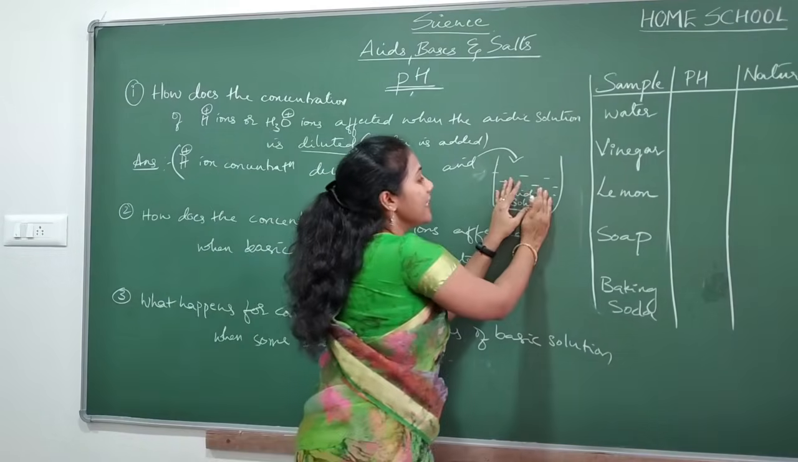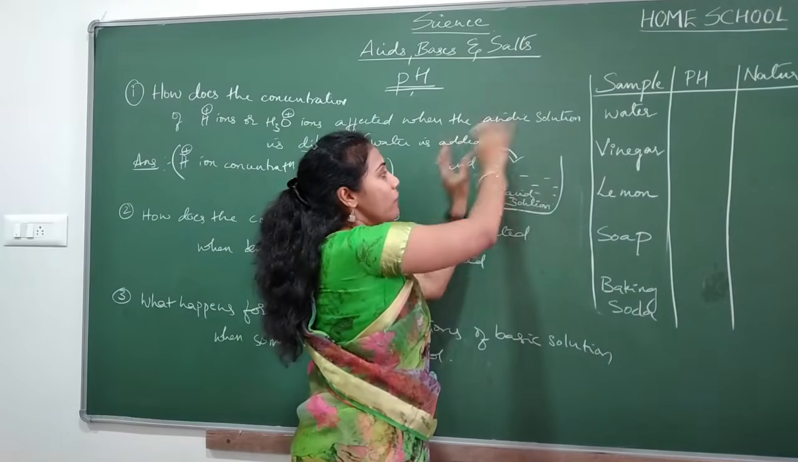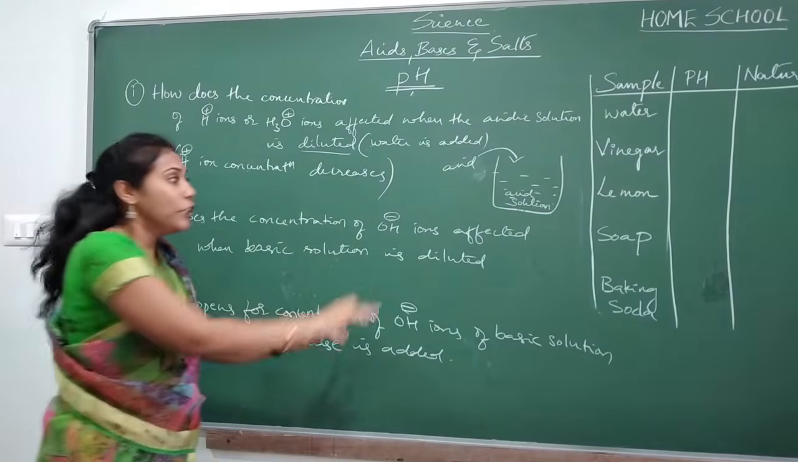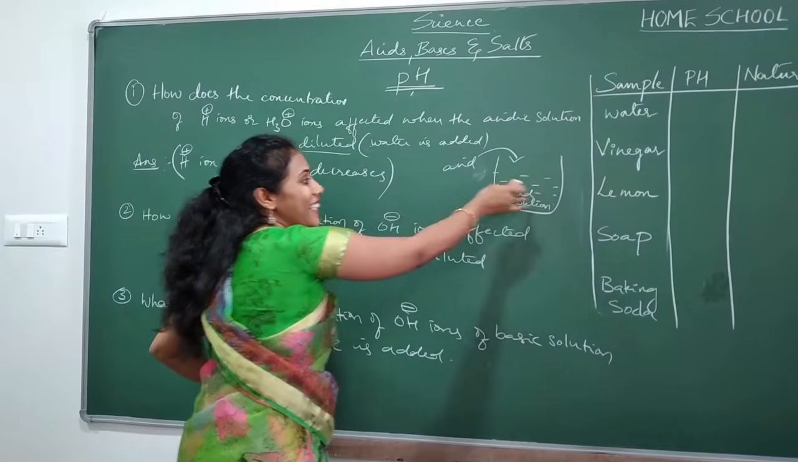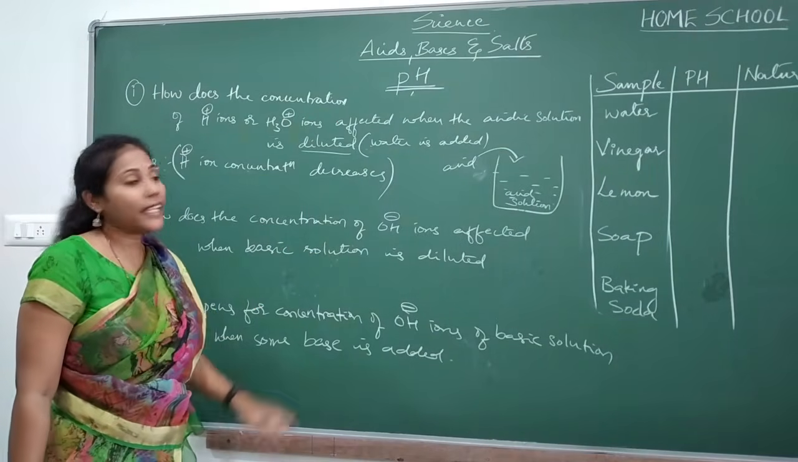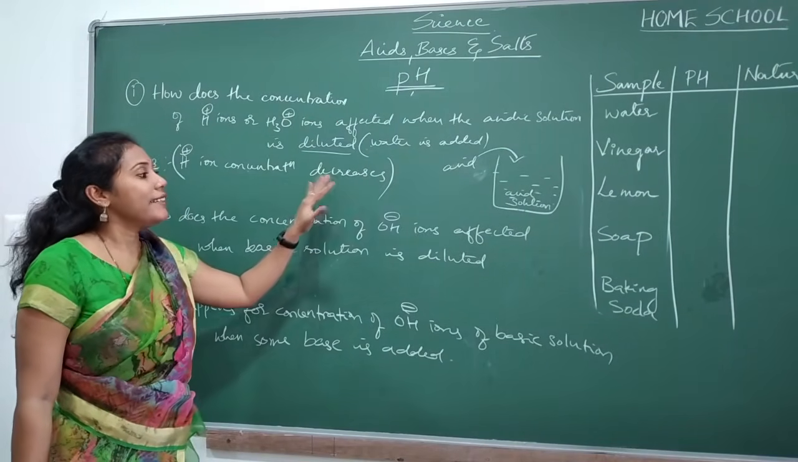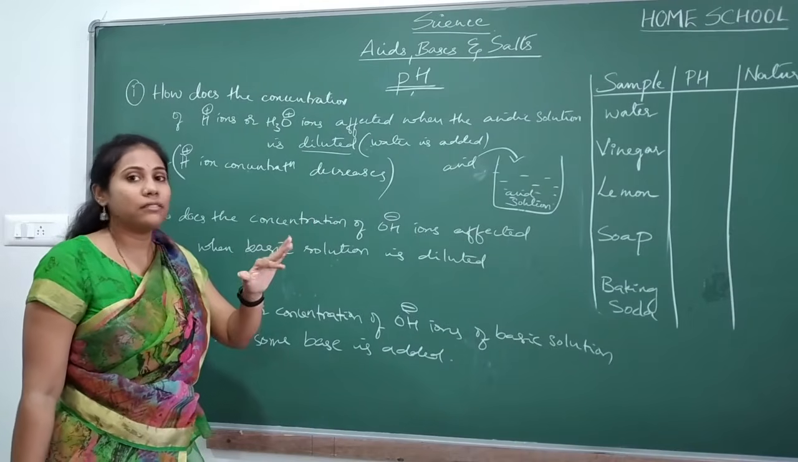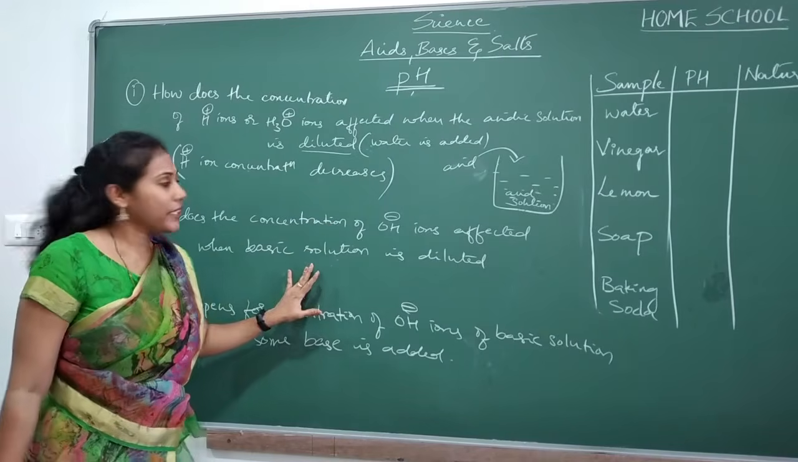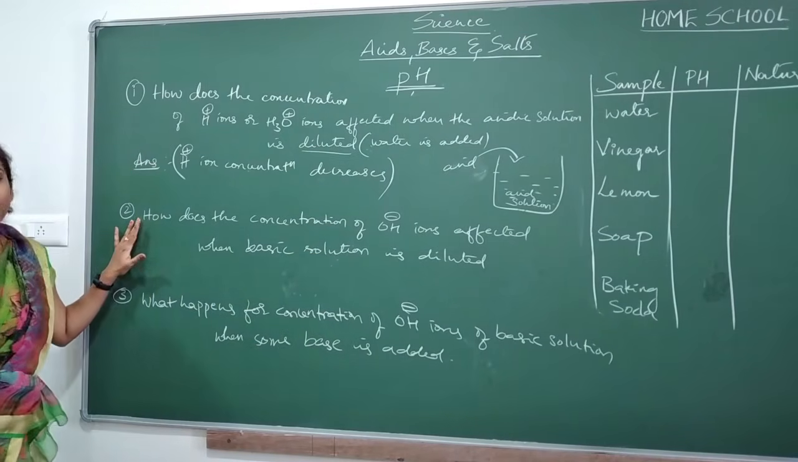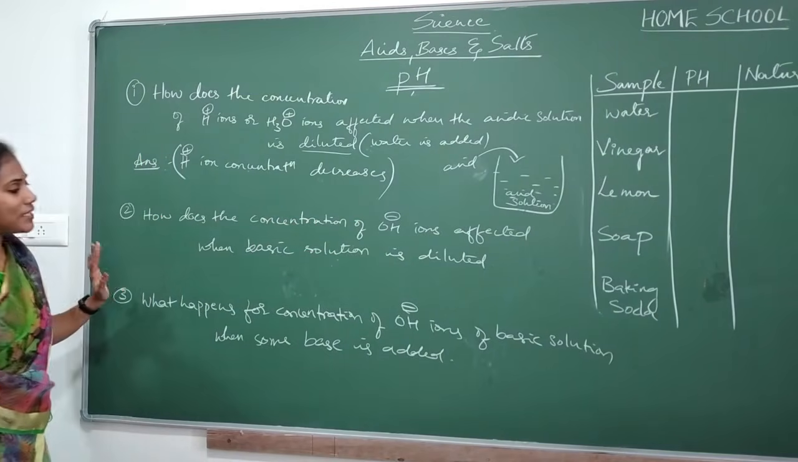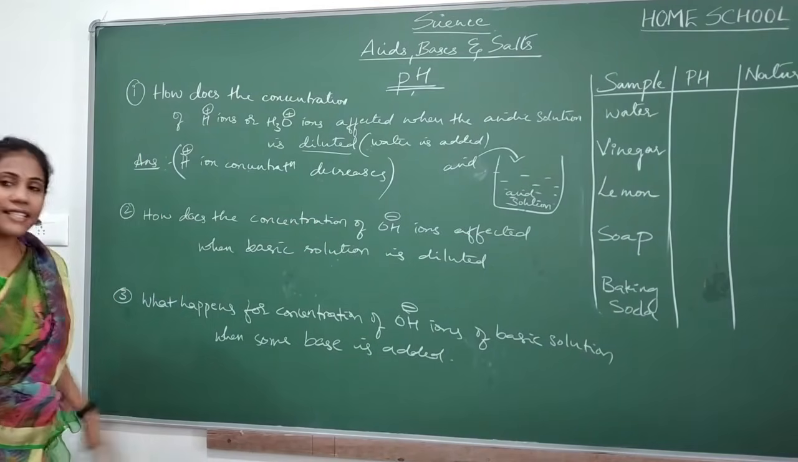So this is a very important question. You have a certain acidic solution. When water is added to this, the number of H plus ions always decreases. When acid is added to it, the number of H plus ions always increases. Okay, so these are conceptual questions and you have more chances of getting questions like this in examinations. Second question. How is the concentration of OH minus ions affected when a basic solution is diluted?